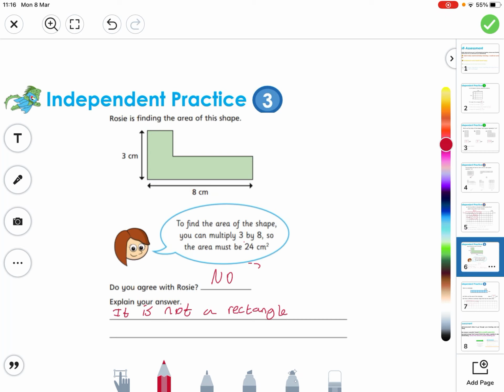Slide 6. Rosie is finding the area of this shape. To find the area of the shape, you can multiply 3 by 8, so the area must be 24 centimeters squared. Is she correct? No, because it's not a rectangle.